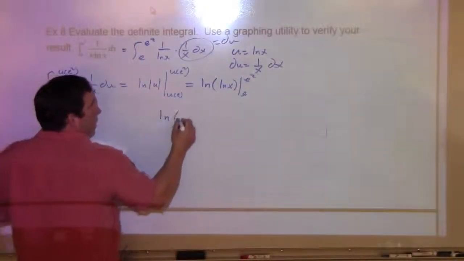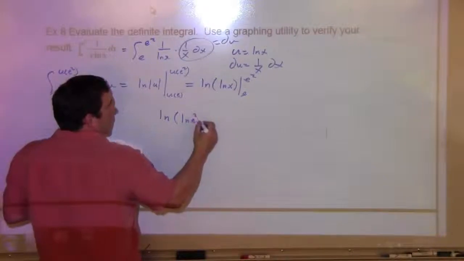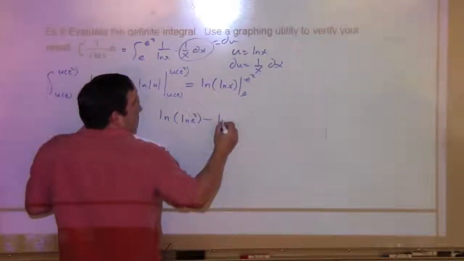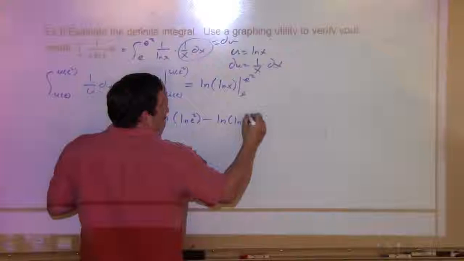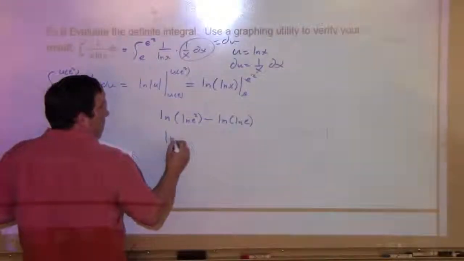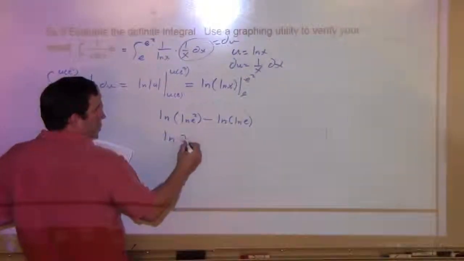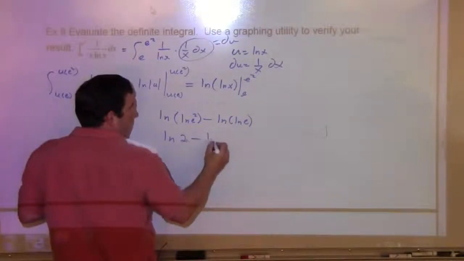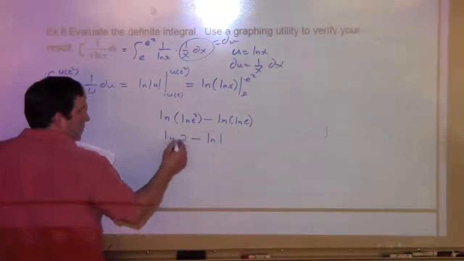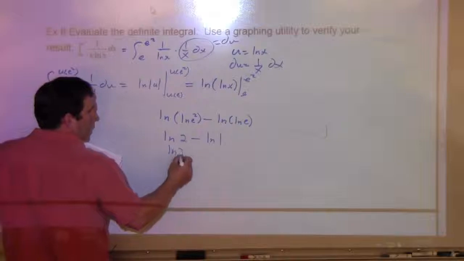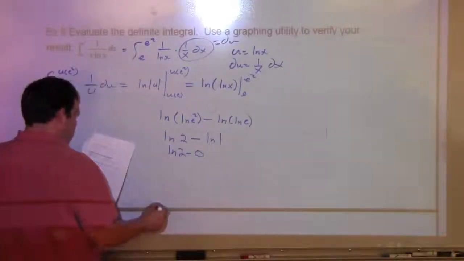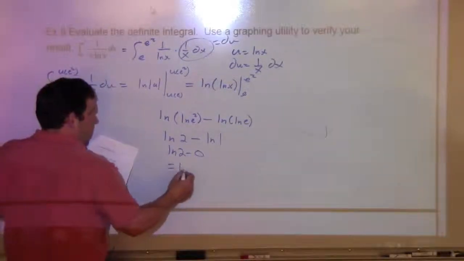So that's natural log of e squared minus natural log of the natural log of e. So that's natural log of, well, natural log of e squared is just 2. Natural log of e is just 1. So it's natural log of 2 minus natural log of 1. That's natural log of 2 minus 0. And we just have natural log of 2.